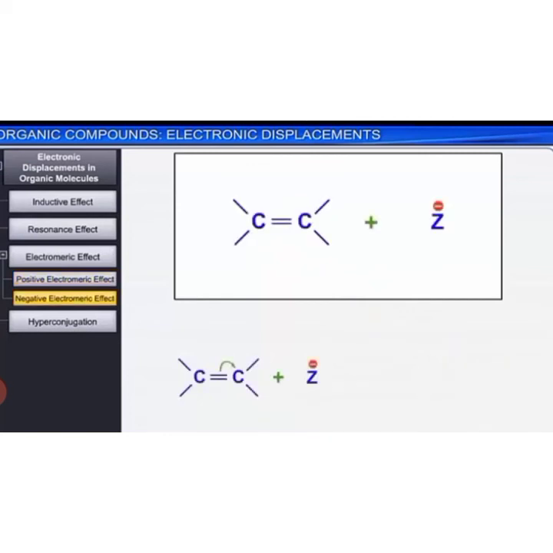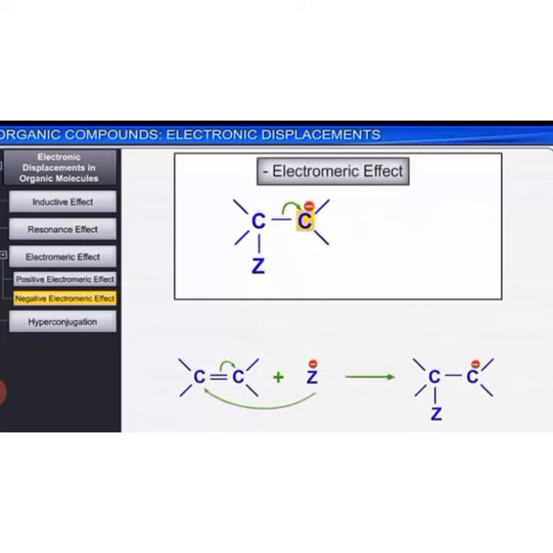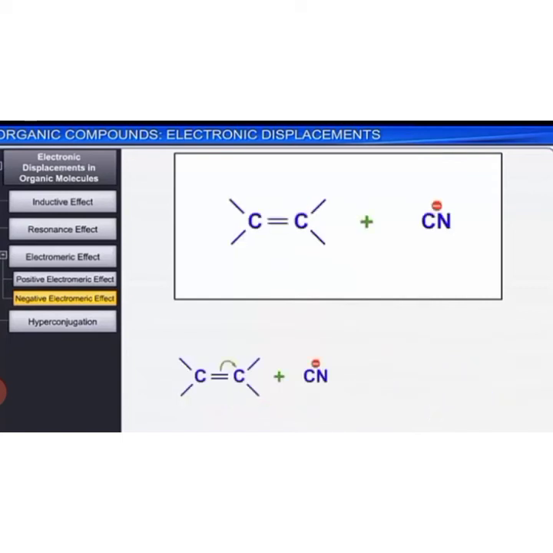On the other hand, when the pi electrons of the multiple bond are transferred to the atom to which the attacking reagent does not get attached, it is called negative electromagnetic effect. In the addition of cyanide ion to alkenes, the pi electrons of the double bond are transferred to that atom to which attacking reagent does not get attached.